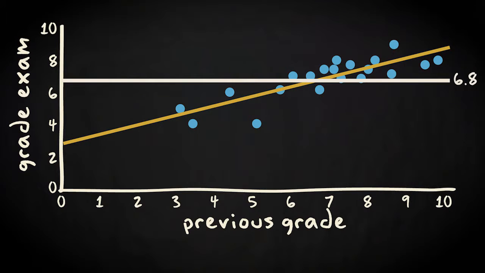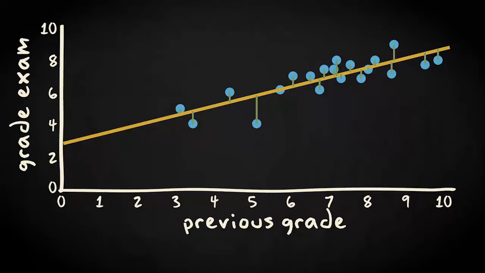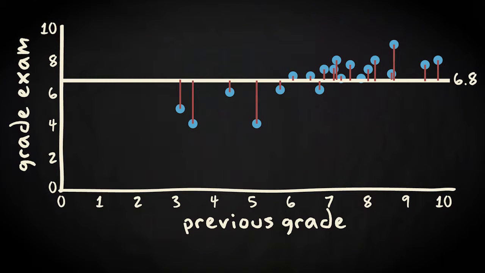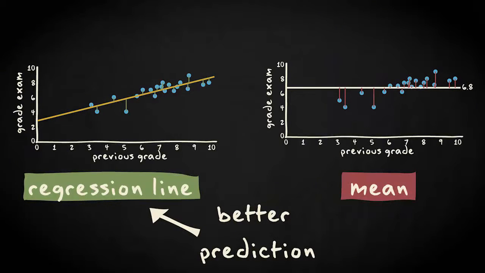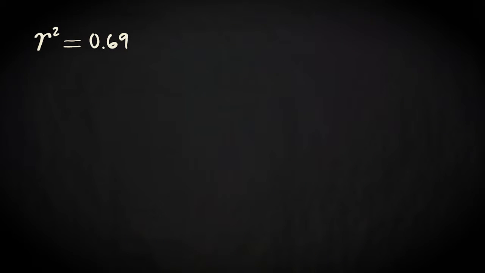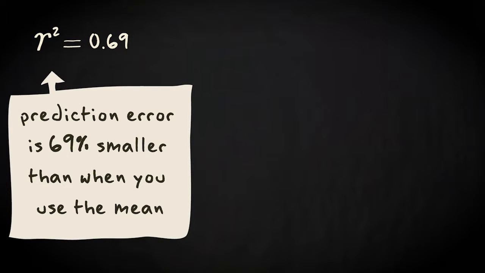Look again at our scatter plot. I have now added a horizontal line that represents the mean of the present exam. The line is horizontal because the mean is always 6.8. That never changes. You can see the distances from the regression line to the individual cases, the residuals, are much smaller than the distances from the line of the mean to the individual cases. This shows at a glance that the regression line predicts much better than the mean. In our example, R-squared is 0.69. This means that the prediction error is 69% smaller when you use the regression line than when you employ the mean.